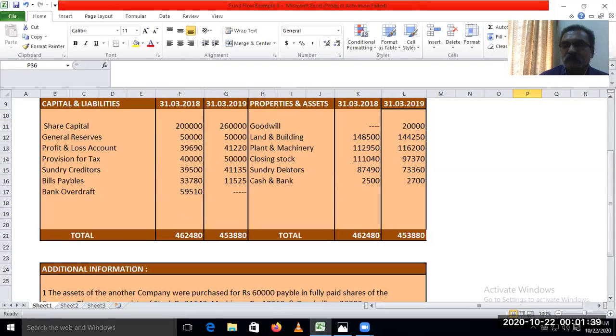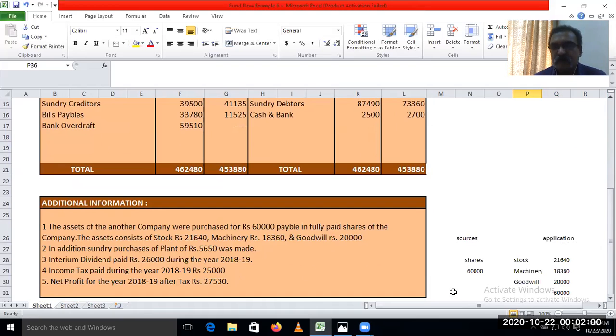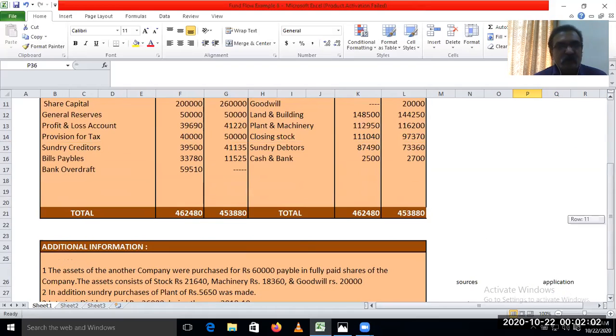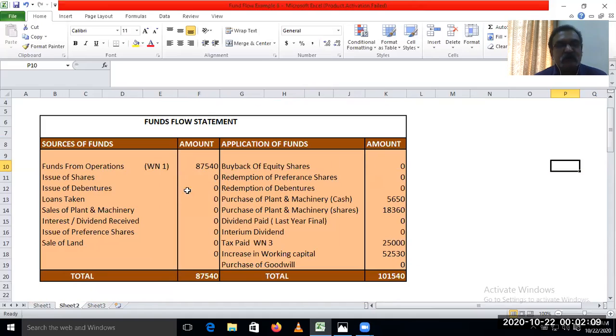Now take the balance sheet in front of you. Liability side, first item, share capital. First year 2 lakh, second year 2 lakh 60,000. It means equity share capital has increased by rupees 60,000. That already we have seen. This has increased because of this one. So during the year, issue of shares by rupees 60,000. Issue of shares is a source of funds. So we have written here issue of shares 60,000.